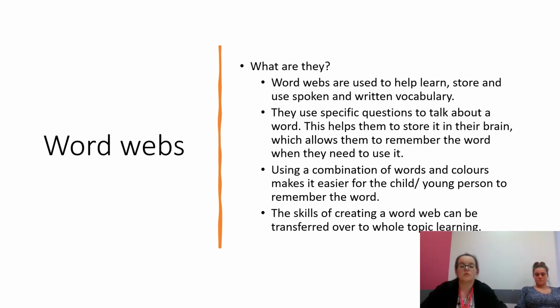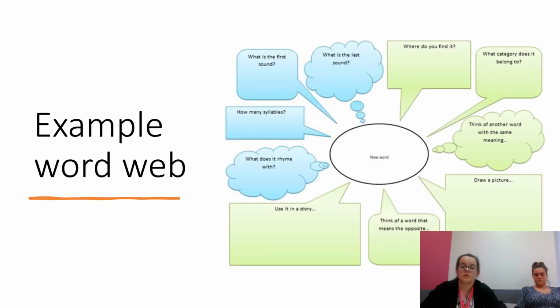So word webs effectively look just like a spider diagram. There's a word in the middle and then there's little legs coming off it that cover different things. So if we have a look at one that could be used for a specific word, it might look something like this. So the bits we've got in the blue in the top corner are the sound elements of the word. So it's what's the first sound, what's the last sound, how many syllables are there in the word, and some words that it could rhyme with.